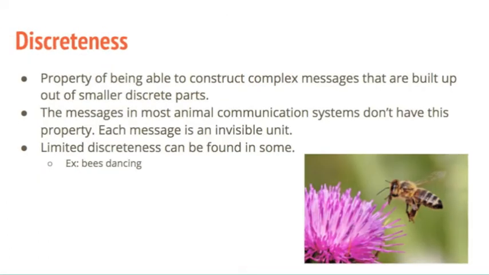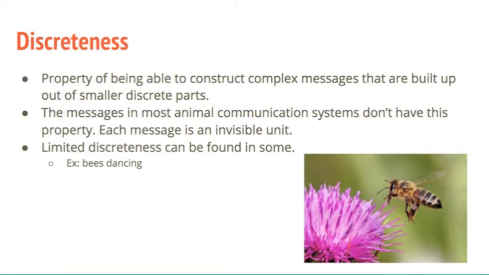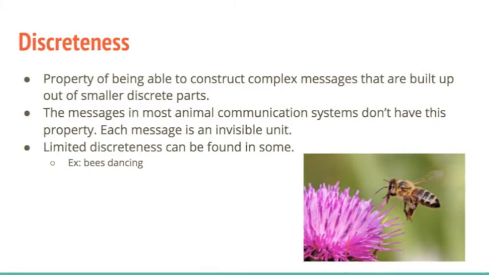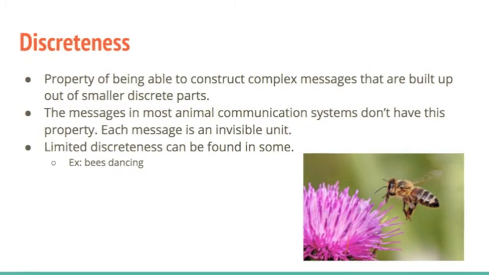Discreteness refers to the property of being able to construct complex messages that are built up out of smaller discrete parts. Most animals do not exhibit this property, while all humans do. Discreteness seeks to examine language as a collection of invisible units that come together in order to form a message. An example of this can be shown in animals in the way in which honeybee dances are built up of smaller actions. Although bees do exhibit discreteness, some animals will never exhibit this quality, such as dogs.